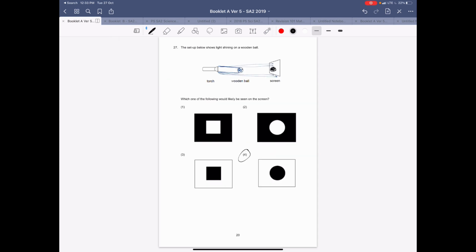Now, there are 2 ways of doing this. One way is to memorize by heart. Now, if you memorize by heart, you need to understand this. So I'm going to show you.